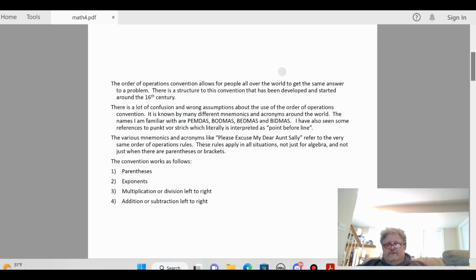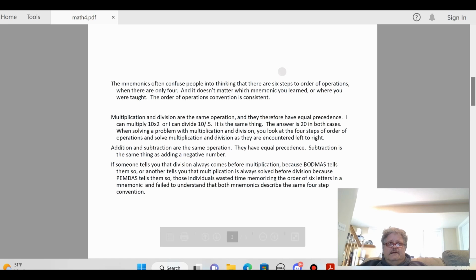The convention works like this. Number one, you work anything that's inside parentheses. Number two, exponents. Number three, multiplication or division, left to right. Then it's addition or subtraction, left to right. Like I said, the mnemonics often confuse people into thinking there are 6 letters or 6 steps to order of operations, but there's actually only 4.